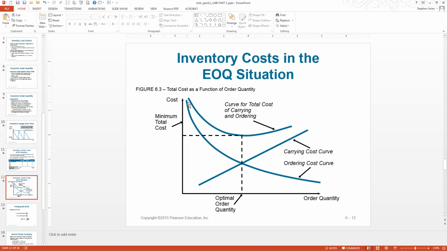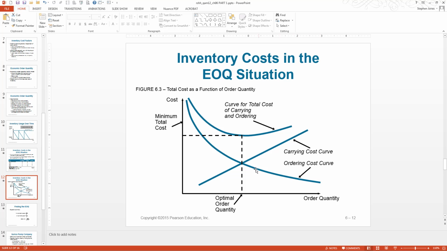See, if I only order one item and it costs me $100 to order it plus the cost of the item, then that's an extra $100. If I order 100 of them, then that's $1 per unit, because it's still $100 to make the order. It's $100 divided by 100 units, which is $1 per unit as an ordering cost curve.